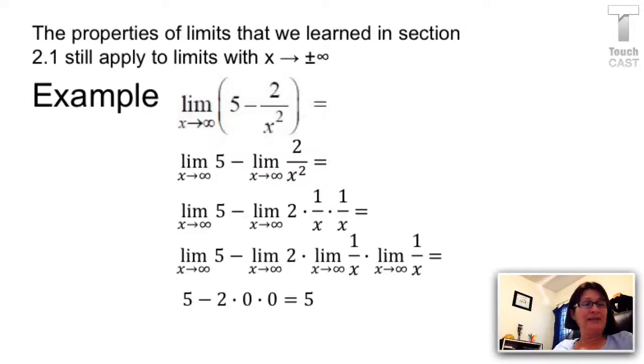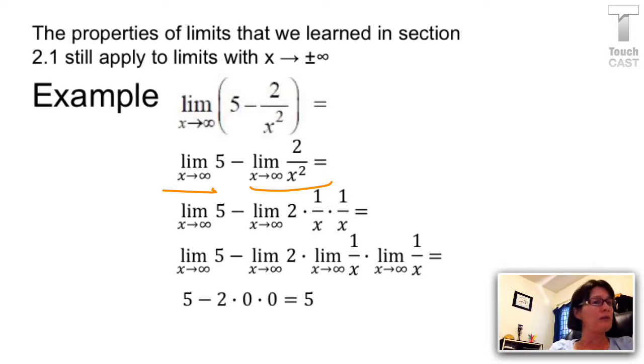So here's our important idea for this next set. All the rules we learned about finding limits as x approached a certain value still apply when x approaches positive or negative infinity. So in the last section we said the limit of a difference is equal to the difference of the two limits. So notice I've taken this problem, the limit as x approaches infinity of 5 minus 2 over x squared, and rewritten it as the difference of two separate limits.